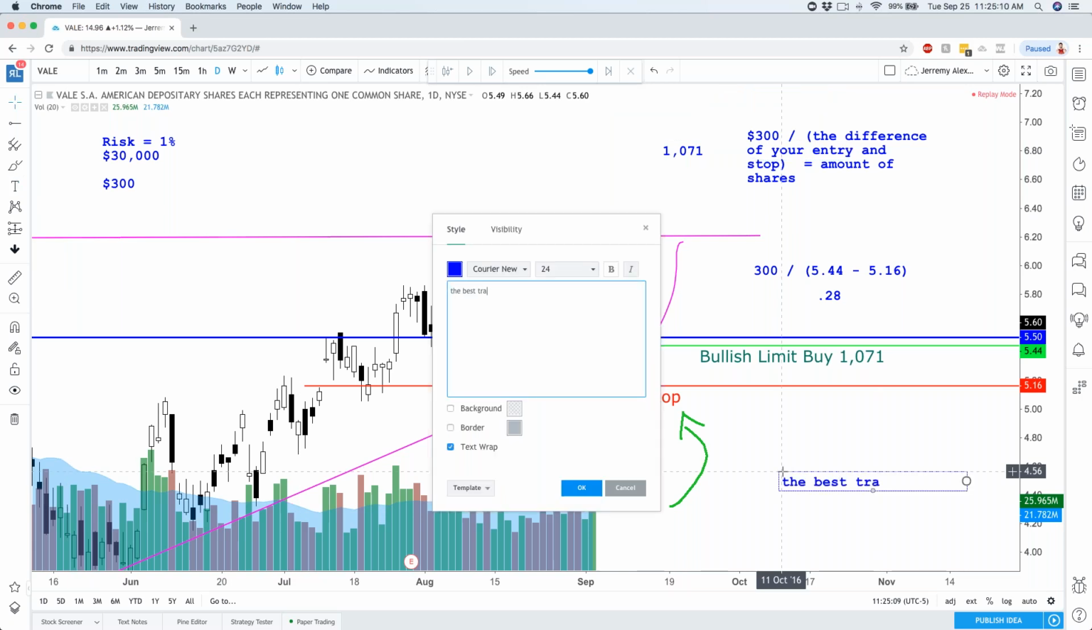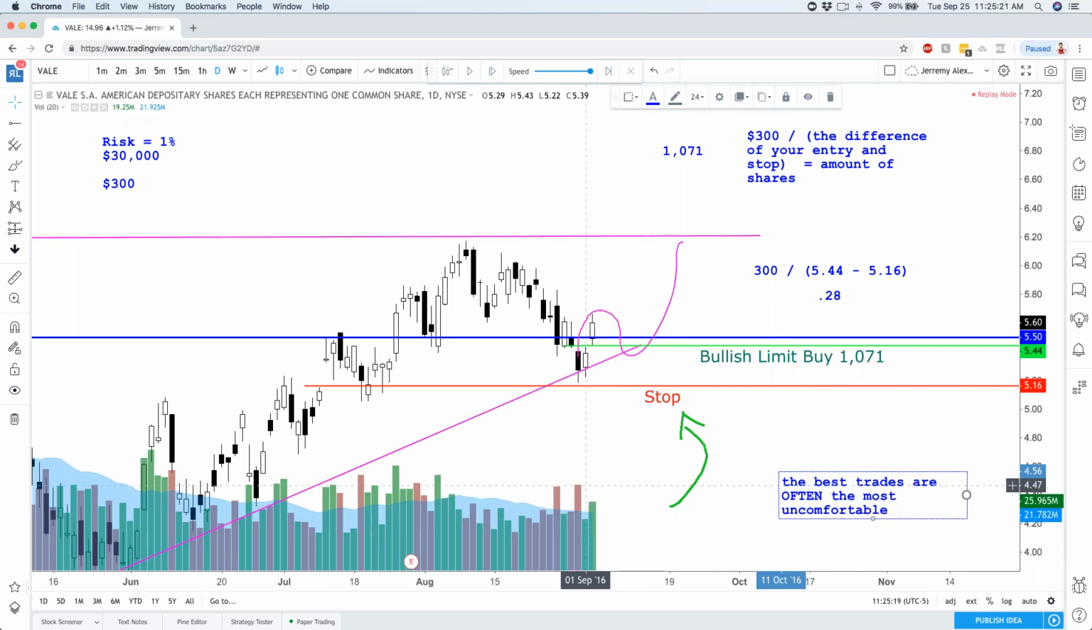The best trades, my friends, are often the most uncomfortable. You have to remember that. The best trades are mostly the most uncomfortable ones, right? You're buying when no one else is buying. You're buying low. You're buying a retest. You're buying a pullback. Oftentimes nothing will tell you if the trade's going to work until it starts working. But you have to be in.